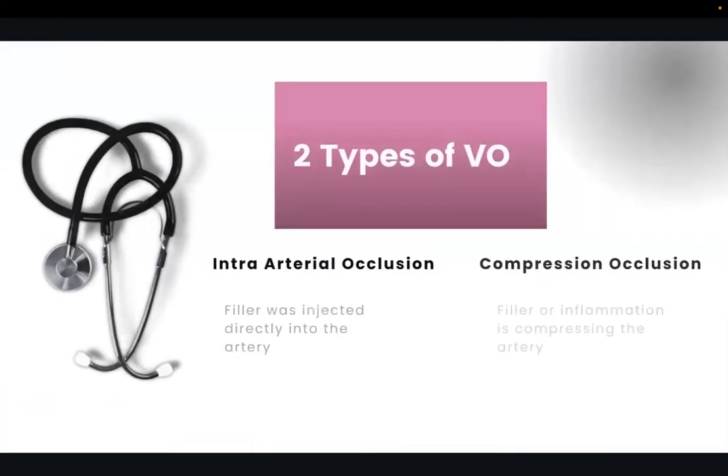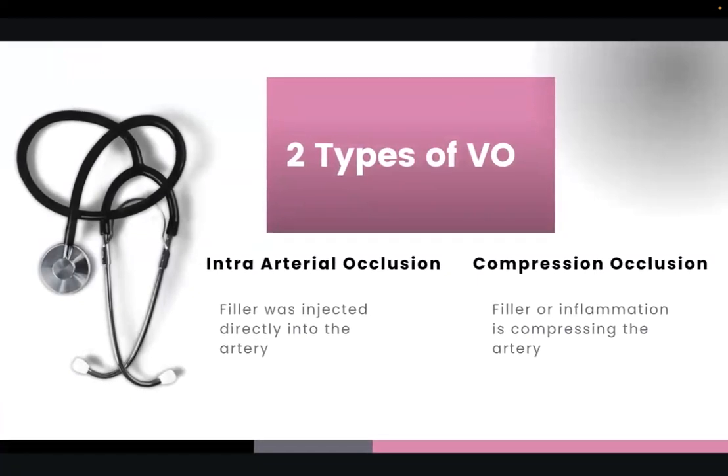And there are 2 types of vascular occlusions. The first one is going to be an intra-arterial occlusion. This is while you are injecting, the tissue will automatically turn white, and it will be very obvious the patient is having a VO. You can also have a compression occlusion. This can occur while you are injecting, but it can also occur up to 24 hours after you were injecting. And this can be because 1, the filler was laid too close to a vessel and it's compressing the vessel, or 2, the inflammatory impact that the patient is having is compressing the vessel as well. Regardless of the type of VO, you're going to be treating them the exact same way.